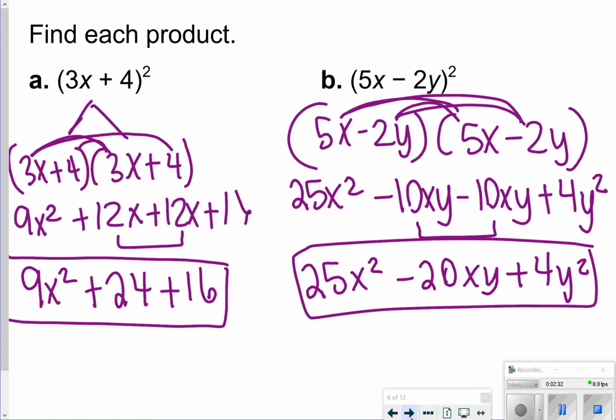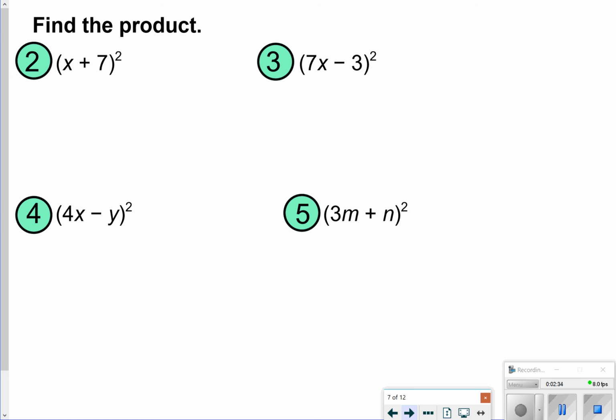Okay, so on this next page, we're going to try some. Go ahead and try these by yourself, 2 through 5. And once you're done, click play to check your answers. Again, let's go ahead and pause here so you can try these by yourself.